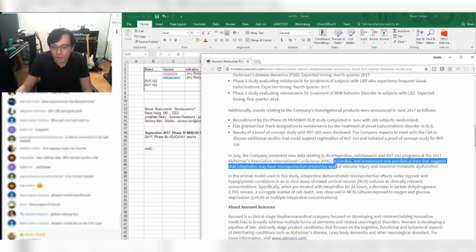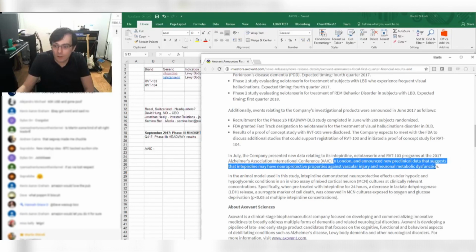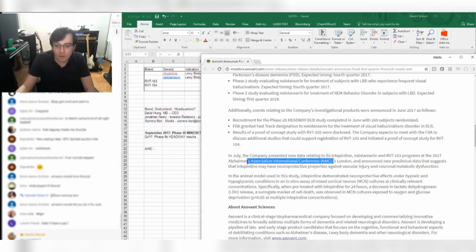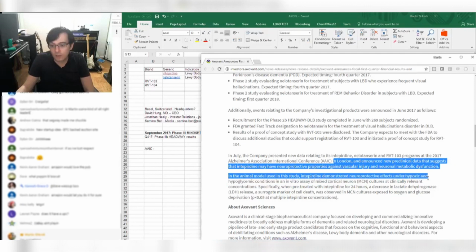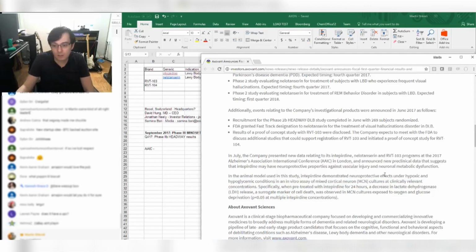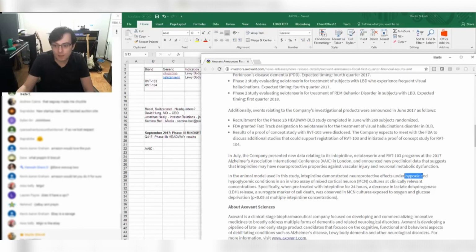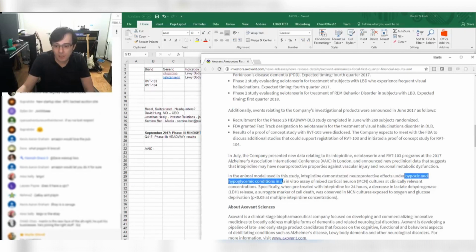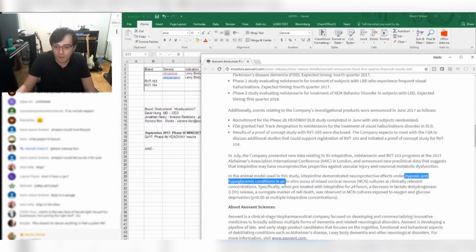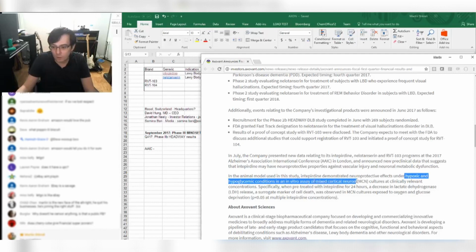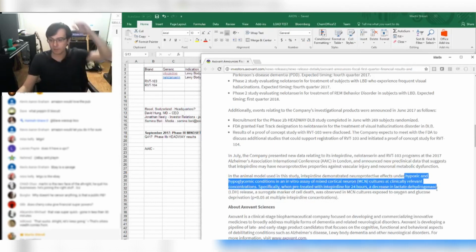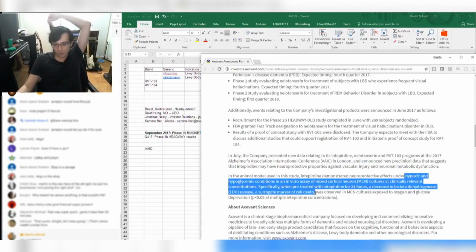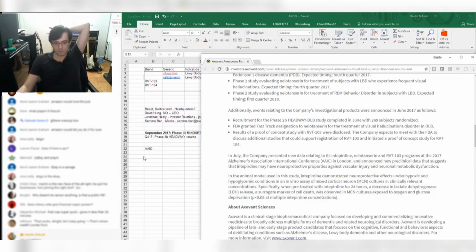Interberdine may have neuroprotective properties against vascular injury and neuronal metabolic dysfunction. We looked at that. In the animal study used in this study, interberdine demonstrated neuroprotective effects under hypoxic and hypoglycemic conditions. And in an in vitro assay of mixed cortical neuron cultures at clinically relevant concentrations, specifically when pre-treated with interberdine, a decrease in LDH, a surrogate marker of cell death, was observed in MCN cultures exposed to oxygen and glucose deprivation. All right.